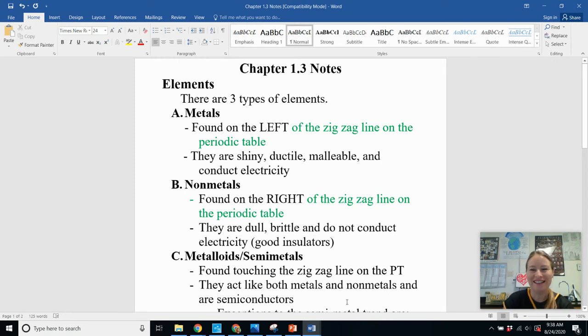Good morning. This is Honors Chem, Chapter 1, Section 3. This is a nice, short, easy chapter. So we are reviewing elements.